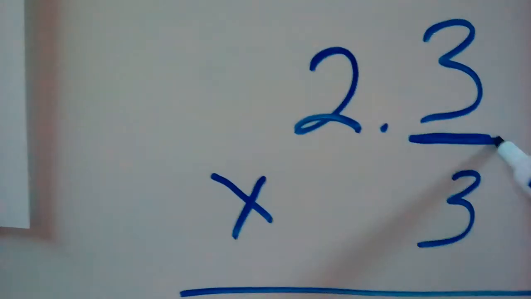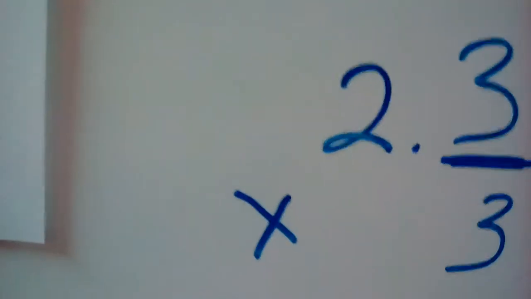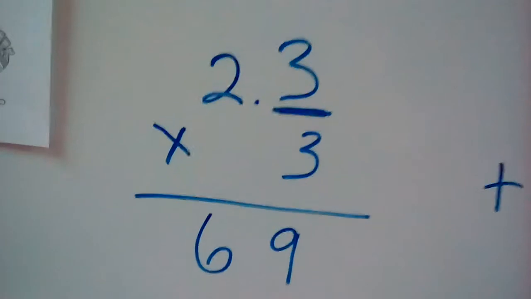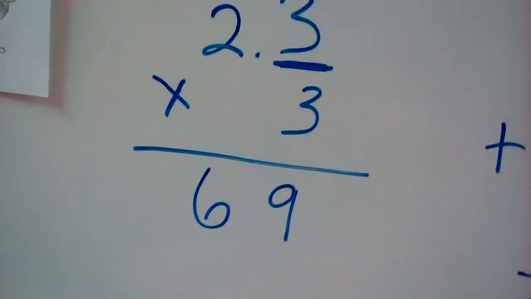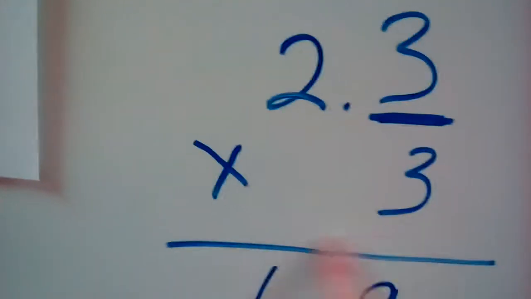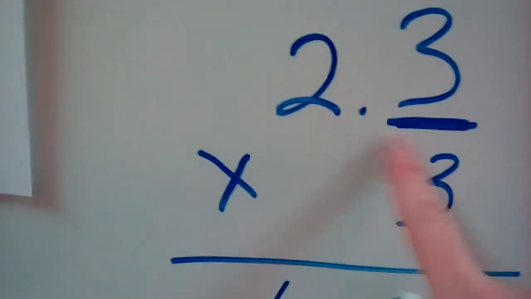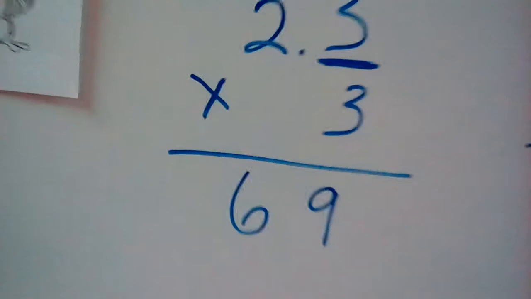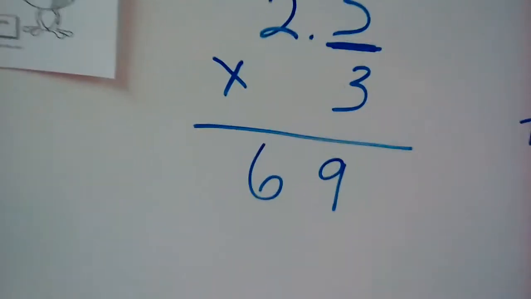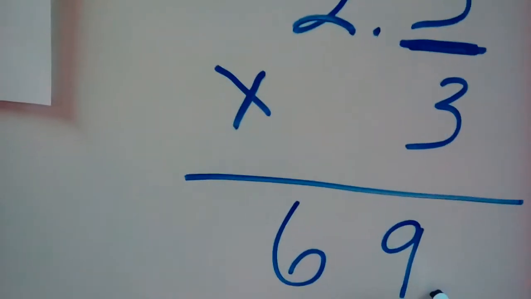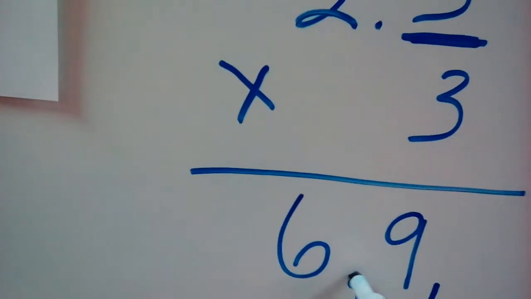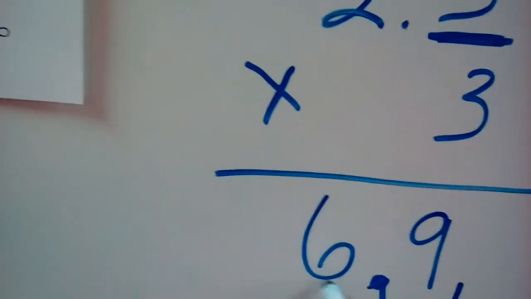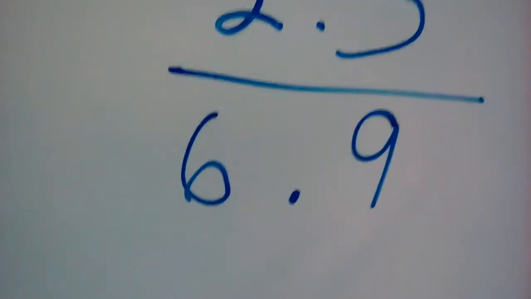I have one place value. You don't want to count how many decimal points you have. You want to count how many place values after the decimal you have. I don't have any decimals here, but I have a decimal here and I have one place value. So that means I'm going to move my decimal point 1 spot in. If I have 69 and I move my decimal point 1 spot in, I'm going to get 6.9, which is exactly what I got over here.